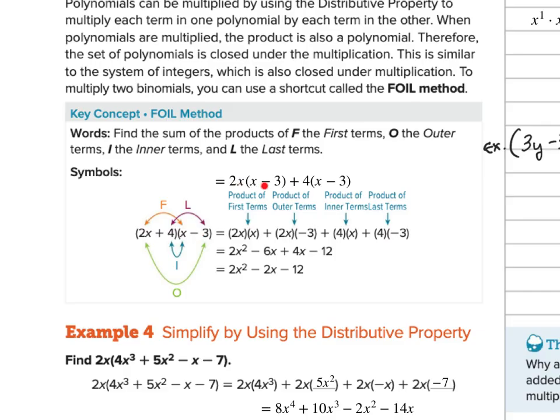So I have 2x times x minus 3, and then I'm going to take 4 and multiply 4 times x minus 3. And when I do that, it becomes 2x times x, 2x times negative 3, 4 times x, and 4 times negative 3. And then we multiply that out. This becomes 2x squared minus 6x plus 4x minus 12. And then we combine like terms, and this negative 6x plus 4x becomes negative 2x. So that is understanding the FOIL method.